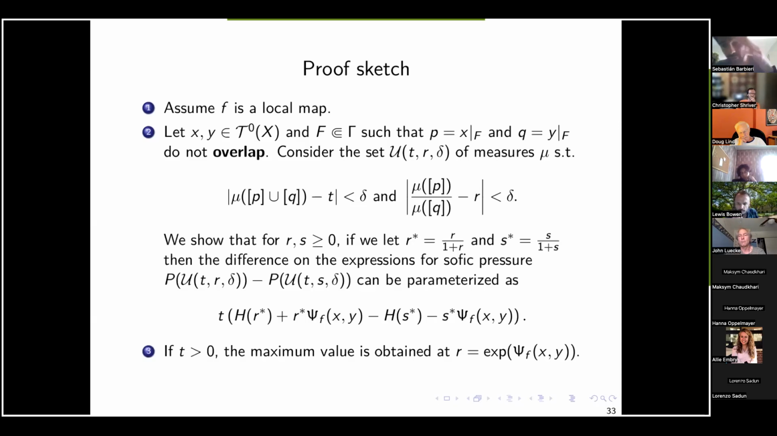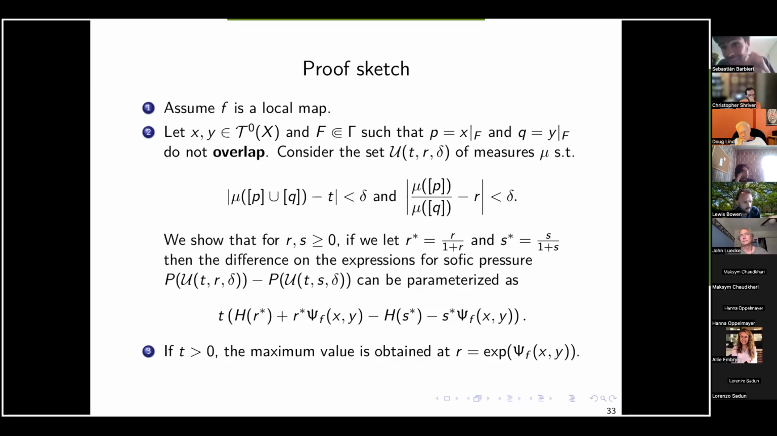And what we can show just by doing horrible computations is that if I take two different ratios, R and S, then the difference in the expressions for sofic pressure, or the sofic entropy, well, it's a little bit more complicated, can be parameterized by an expression like the one I wrote there. It's T, the probability of seeing P and Q, and then I can more or less say what the difference between the pressures induced by these ratios is, by taking the entropies of these values R and S that I define there, and then multiplying these values by the cocycle between X and Y.